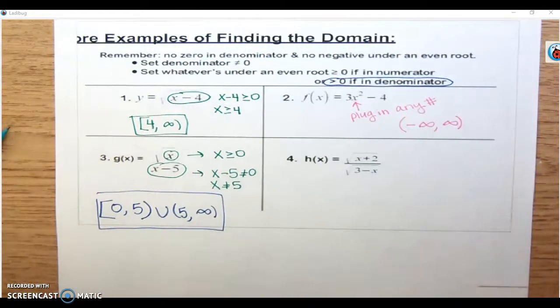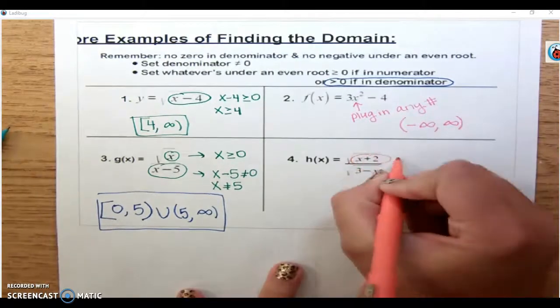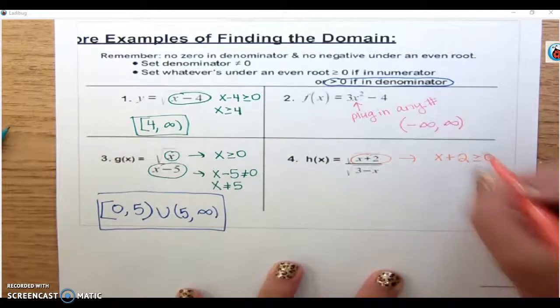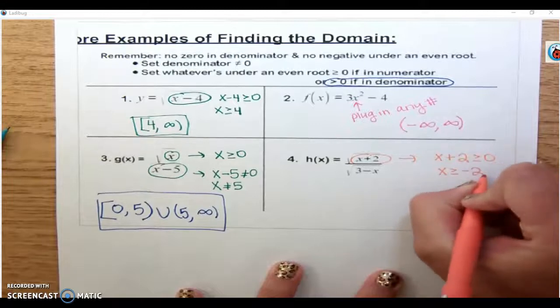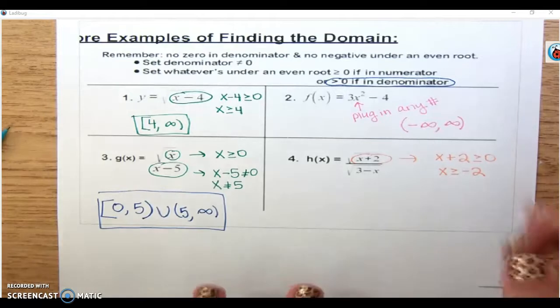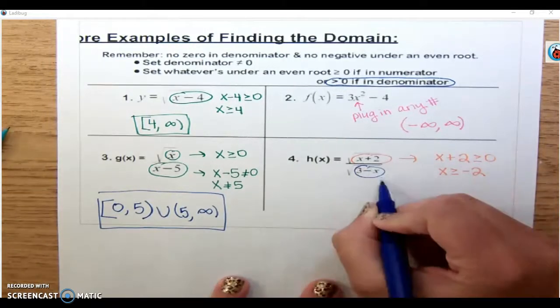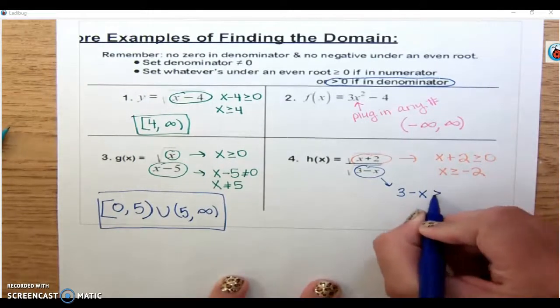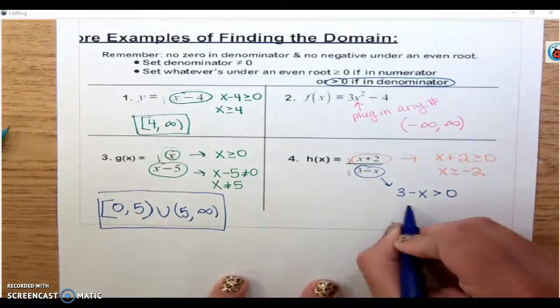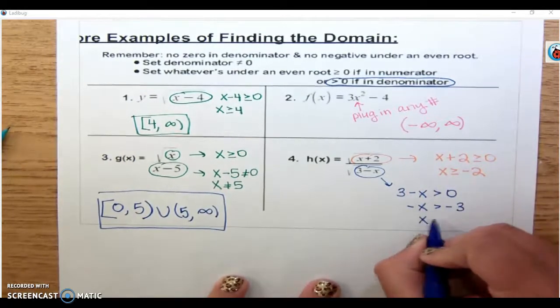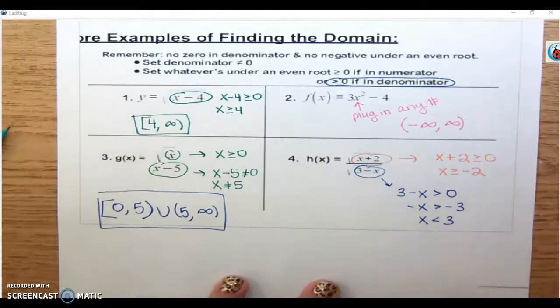Okay. Last example for domain, we have a square root in the numerator. So like we've been doing, we're going to do x plus 2 has to be greater than or equal to 0. So x has to be greater than or equal to negative 2. Now we haven't seen this yet, but we have a square root in the denominator. So square roots, normally you make them greater than or equal to 0, but you can't have 0 in the denominator, so we're just going to make it greater than 0. So negative x is greater than negative 3. In order to get rid of that negative, we can flip the sign, so x is less than 3.